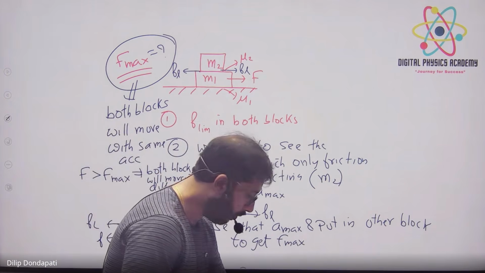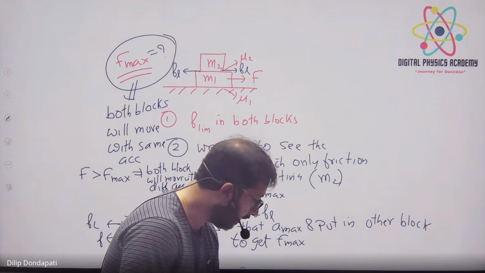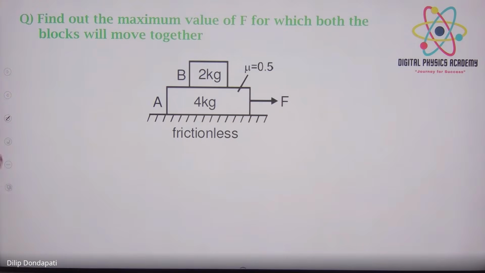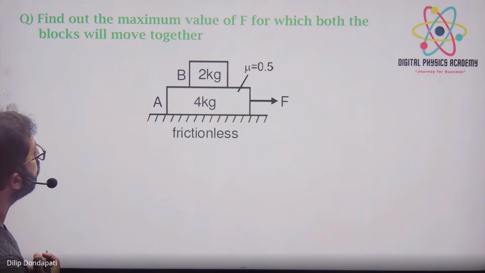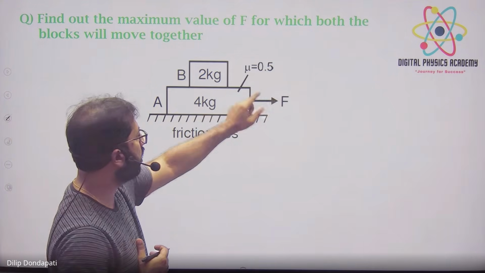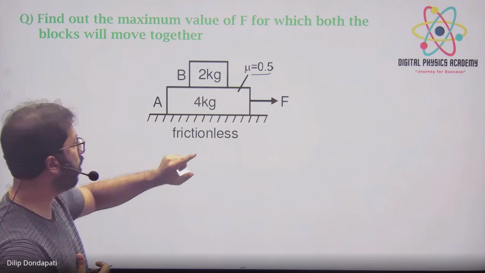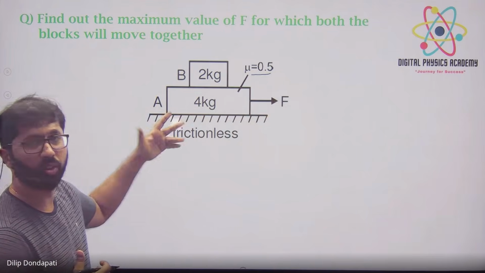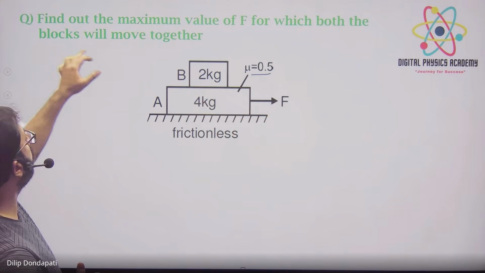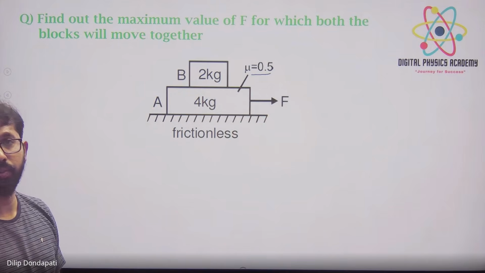Now we will solve one question at a time. Try it, understand it, and follow this same method. Find the maximum force F, where 2 kg and 4 kg blocks are given. The mu value between them is given as 0.5, and the bottom is frictionless, there is no friction at the bottom. I want to calculate the maximum force for which both blocks will move together with the same acceleration.